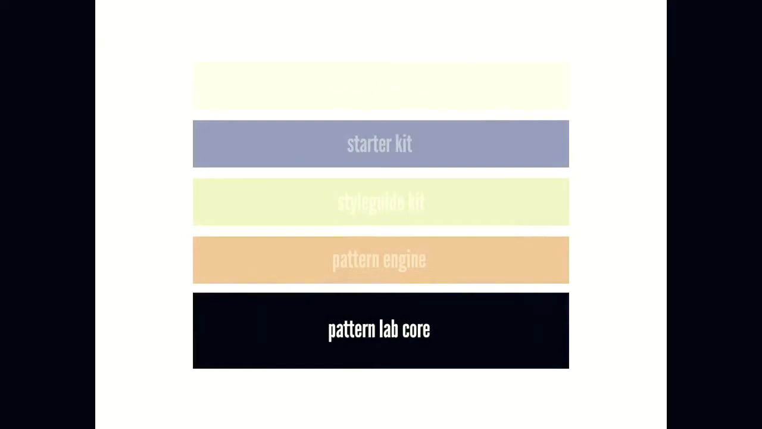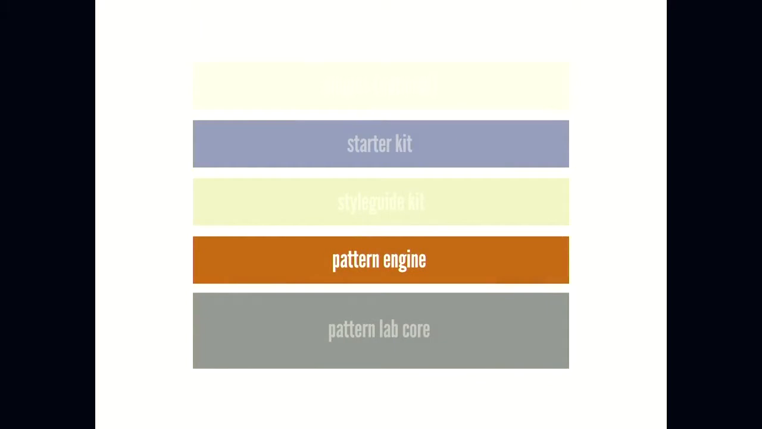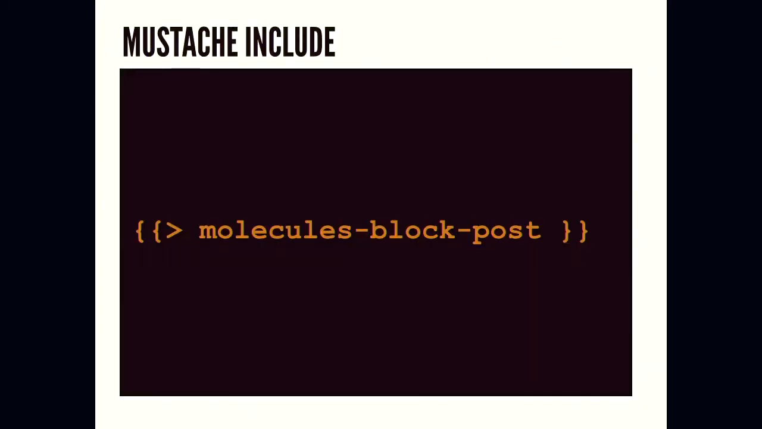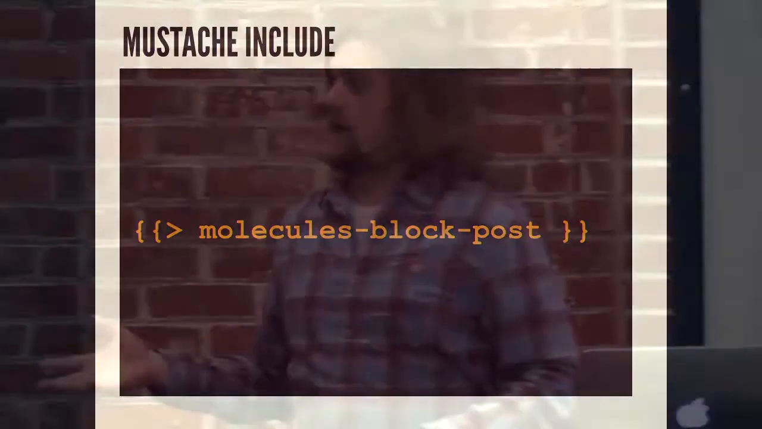Going through quickly what each of these things are: each of these is now its own repository, which is pretty wild. So Pattern Lab Core stitches everything together. That's the basic nuts and bolts of what Pattern Lab is. Then there's Pattern Engine. Some people like using Mustache, which is what I've been showing, and that's what Pattern Lab was built with.